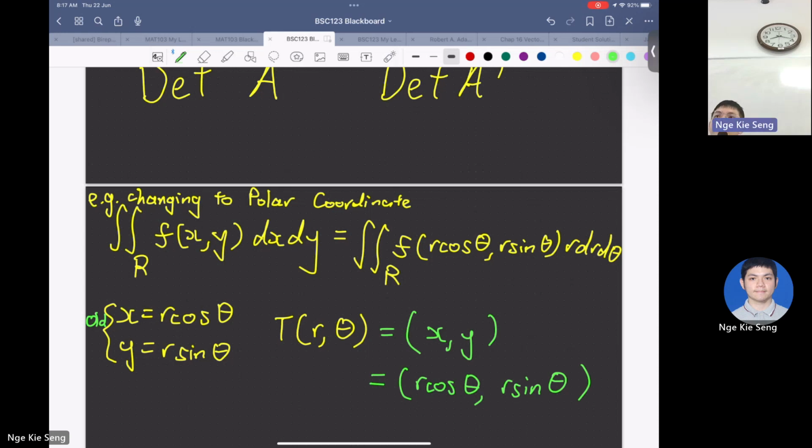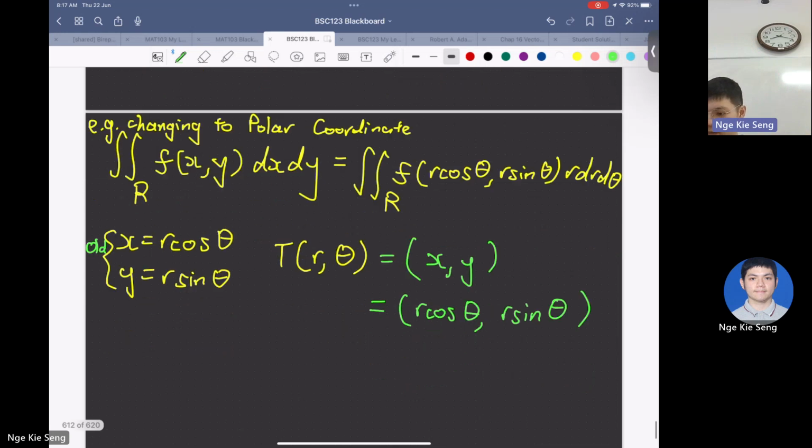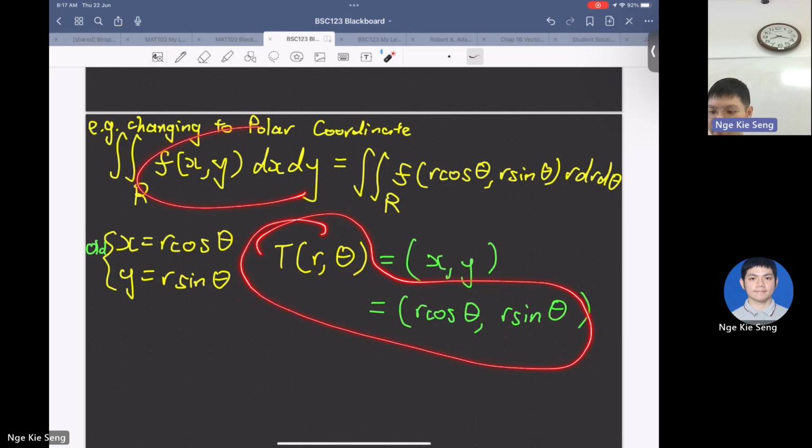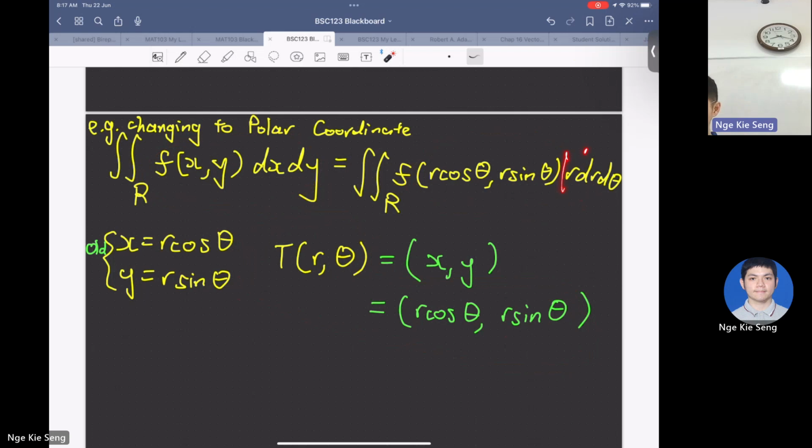Makes sense or not? So the map is going from new to old. We define the old variable in terms of the new variable. Here it makes sense, right? Because I give you r, I give you theta, you can find r cos theta and r sine theta. So this map is going from polar coordinate to rectangular coordinate. Now we want to show that the absolute value of the Jacobian is actually r.